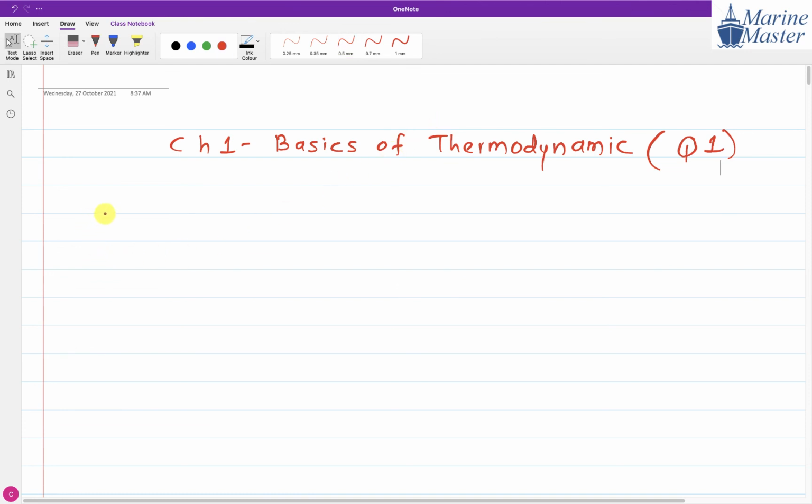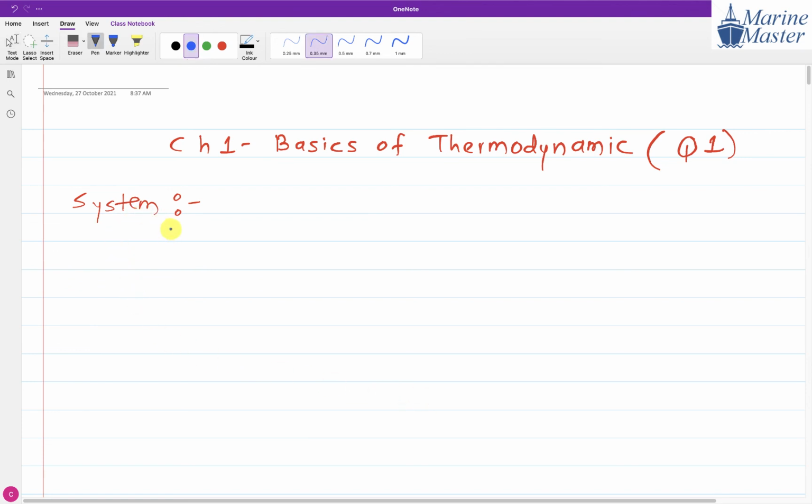Now the first point that we are going to study is the system. Give the first heading: System. Some people may pronounce it differently, whatever pronunciation you want, you can say. Now what is meant by system? We are going to first try to understand the system.